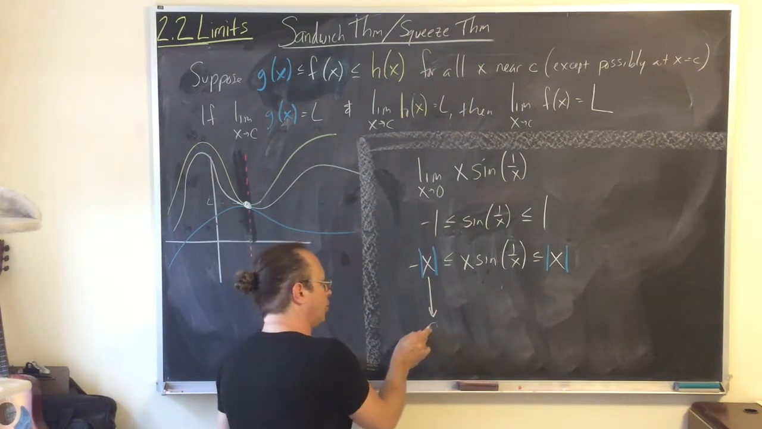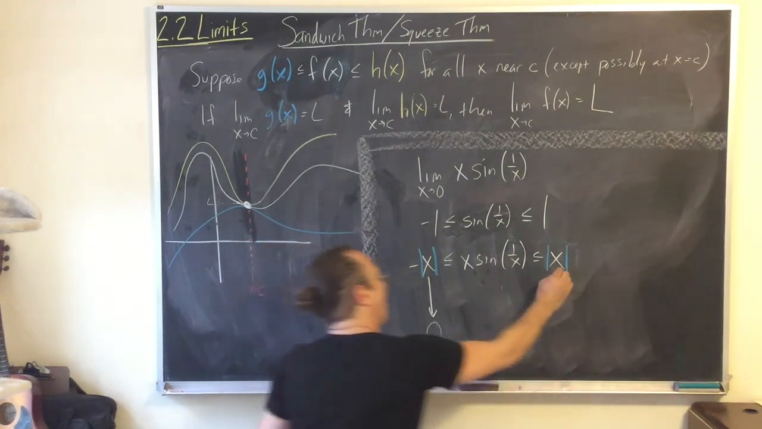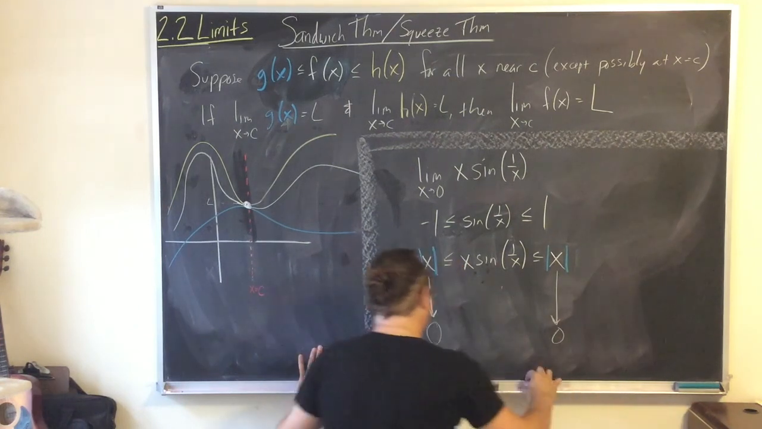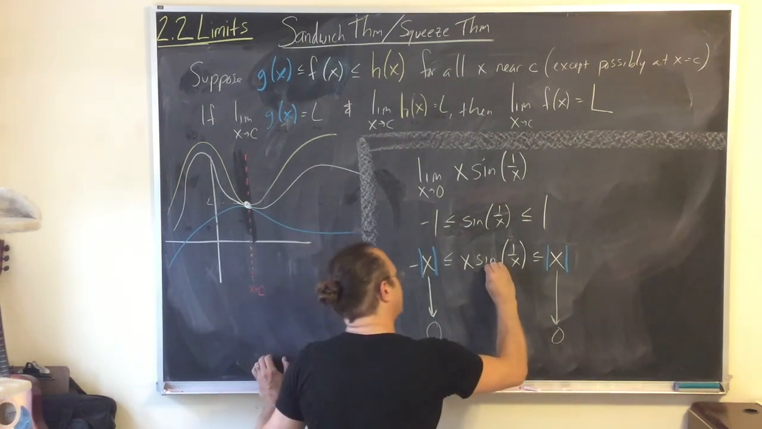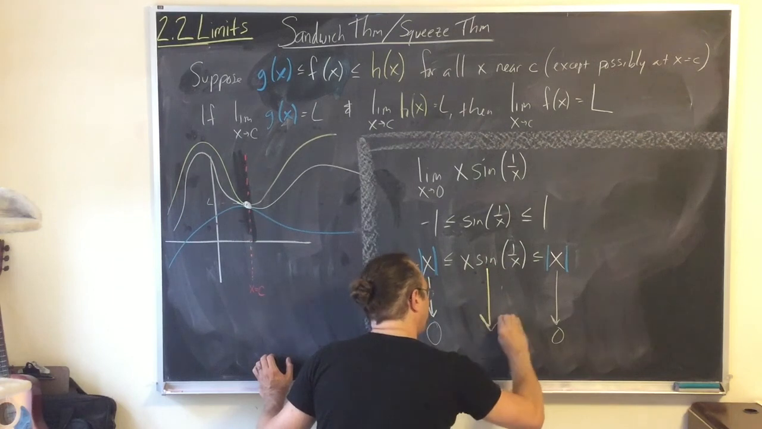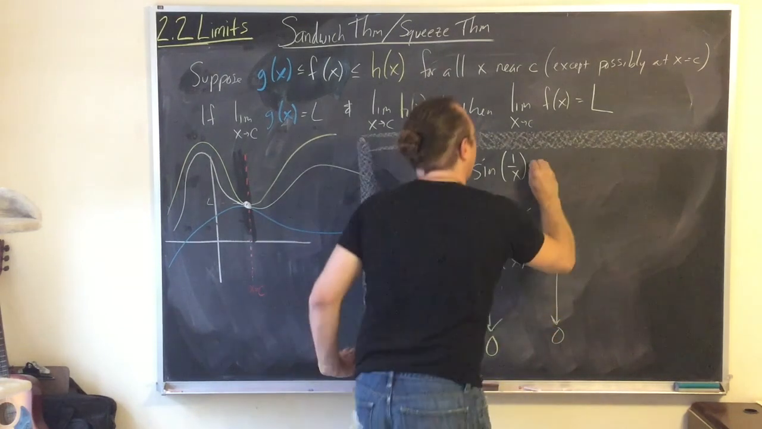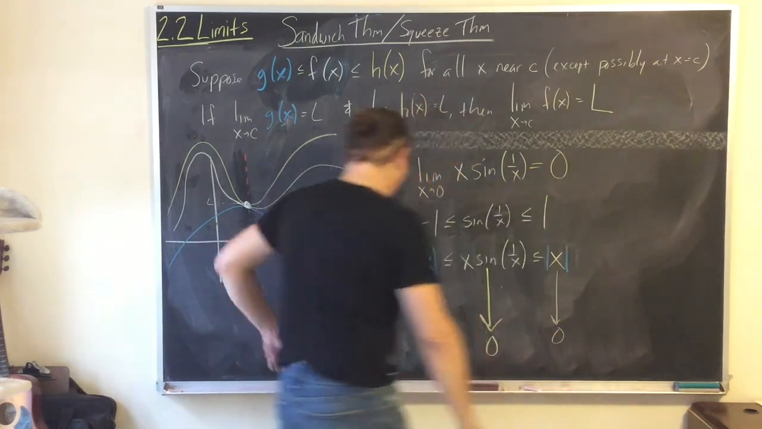And now notice, as x goes to 0, what's going to happen to this guy? He's going to get close to 0. What's going to happen to this guy? He's getting close to 0. Therefore, by the squeeze or sandwich theorem, this limit has to be 0.